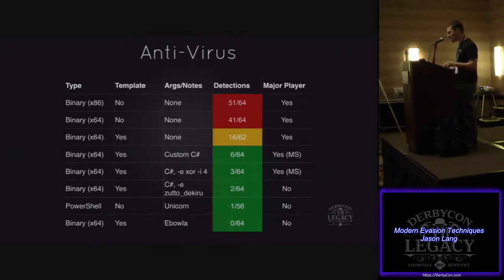And then we get into custom C#, and we'll be demoing this in just a little bit. With custom C#, you spit out your shellcode, stick it into your C# harness, and that gets you 6 of 64. By the way, chances are these have all changed very quickly because now VirusTotal has that, and the numbers have probably changed. So just a little disclaimer there.